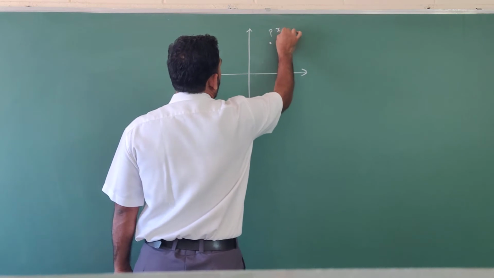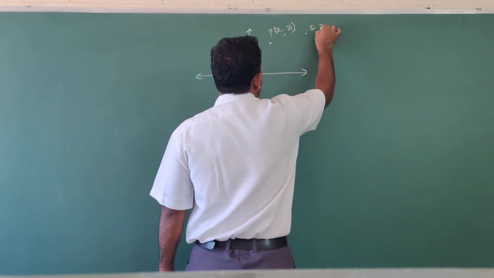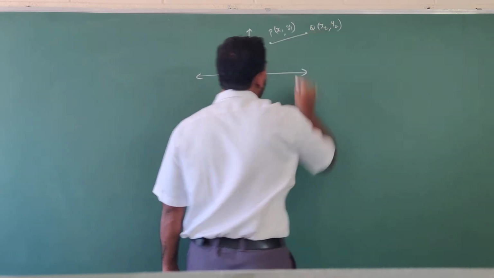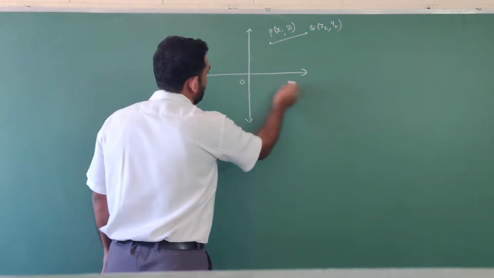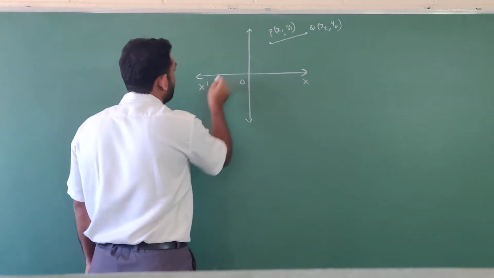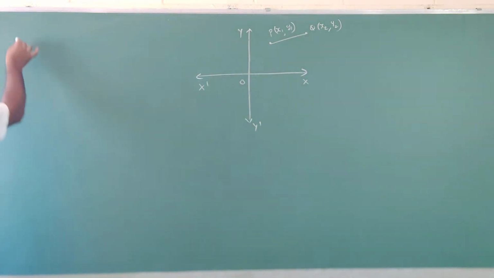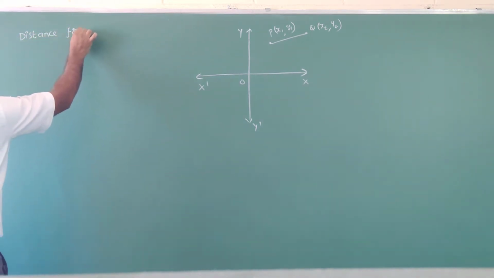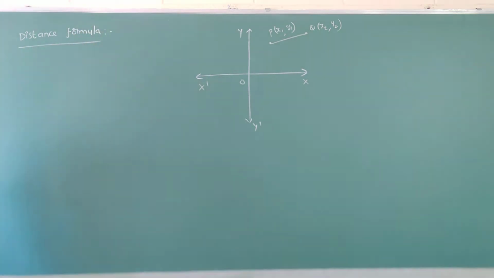So P (x1, y1), Q (x2, y2) be two points. What is the distance between them in two-dimensional? The distance formula.